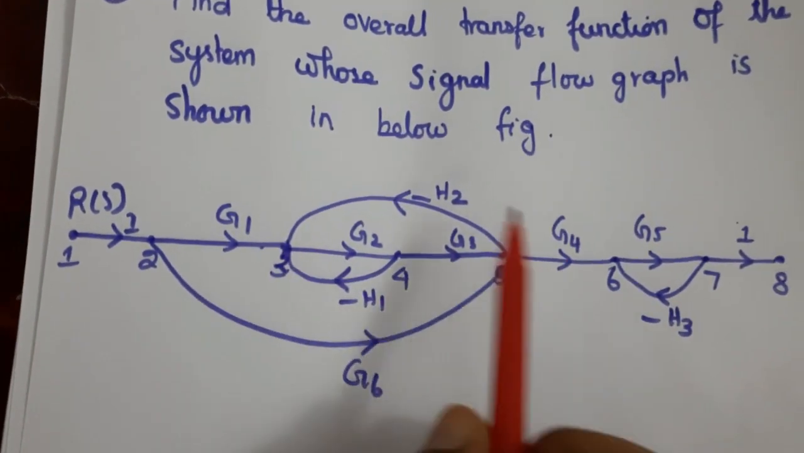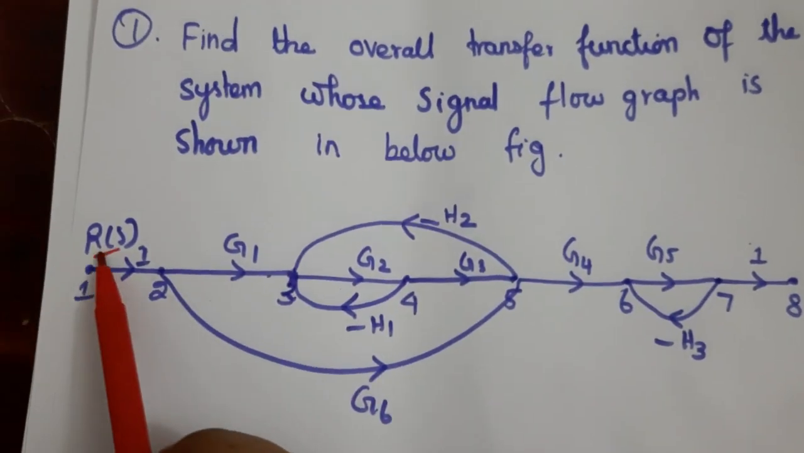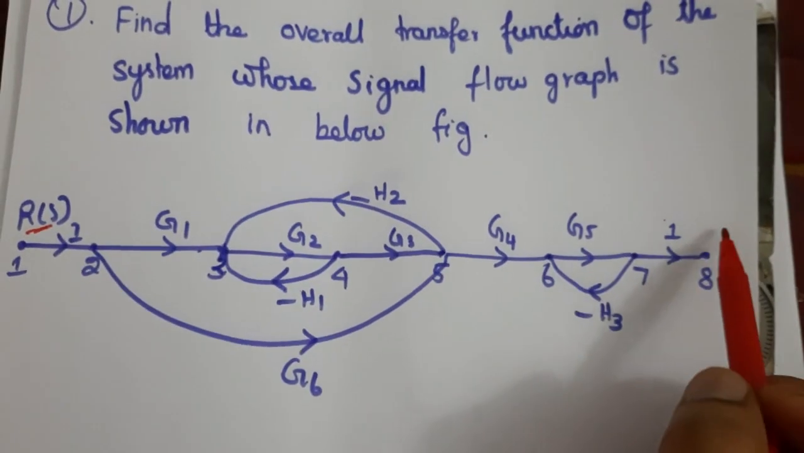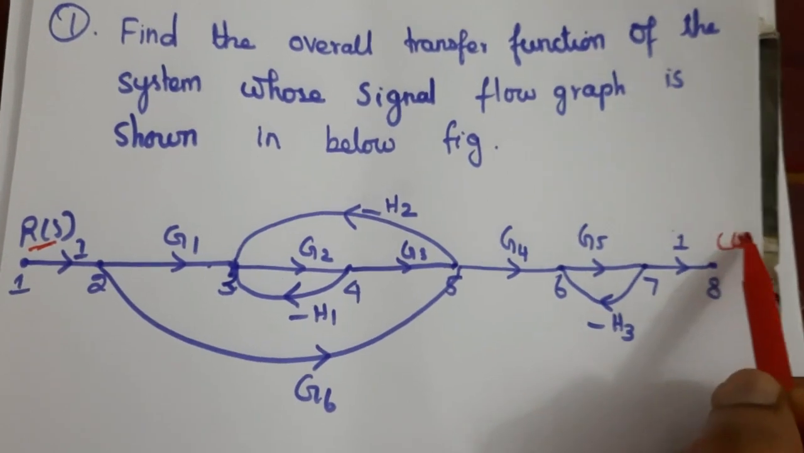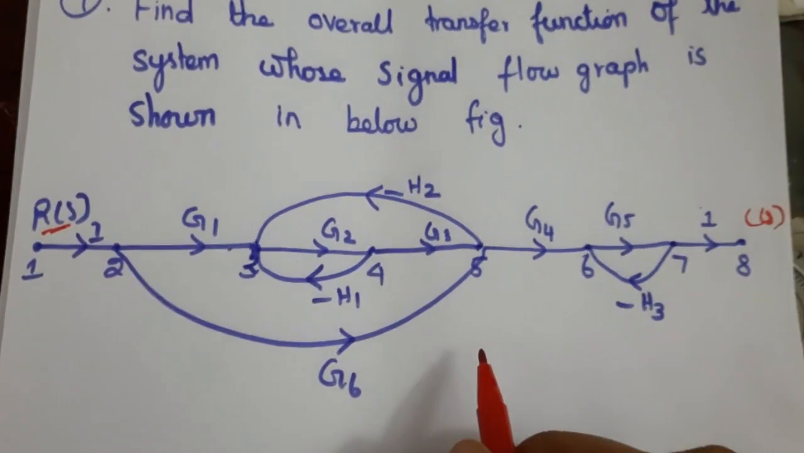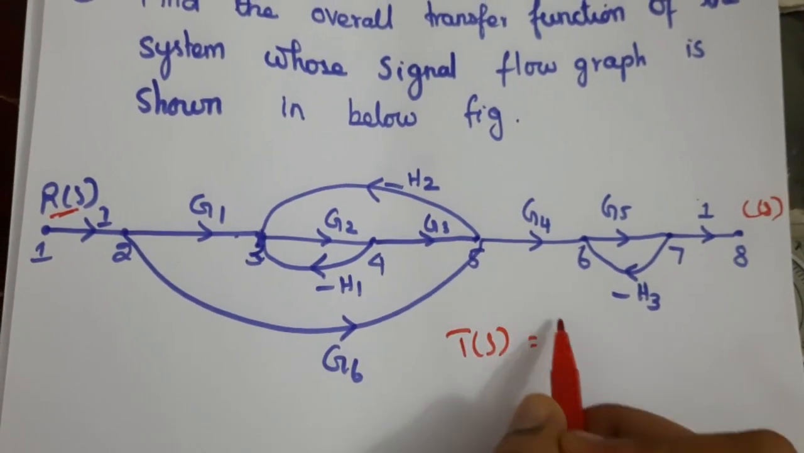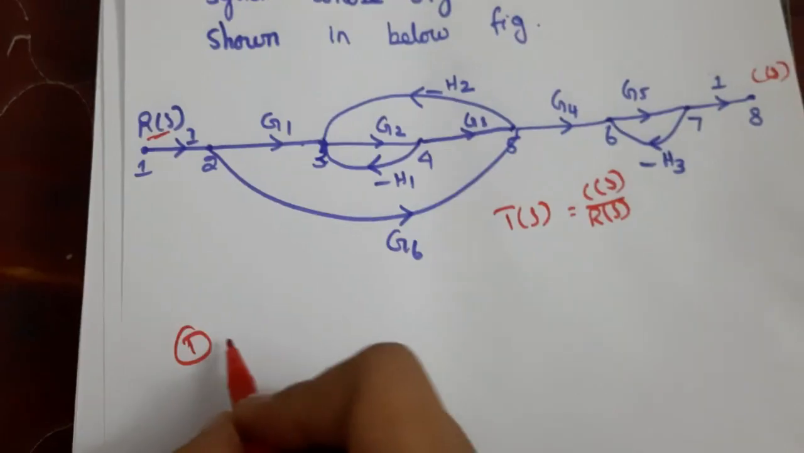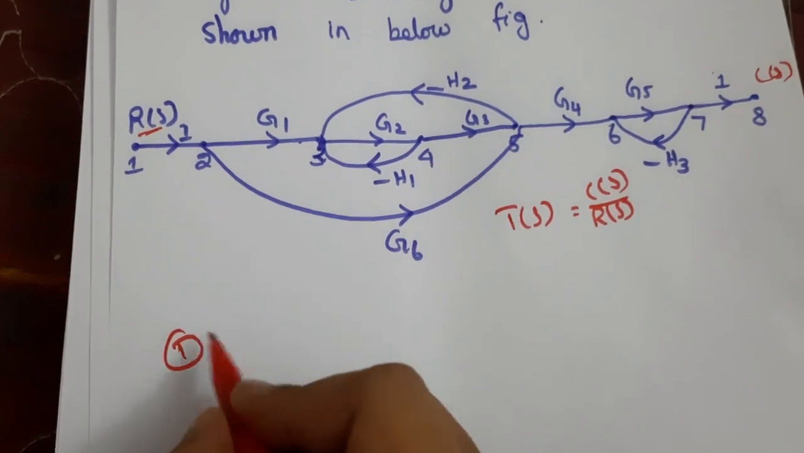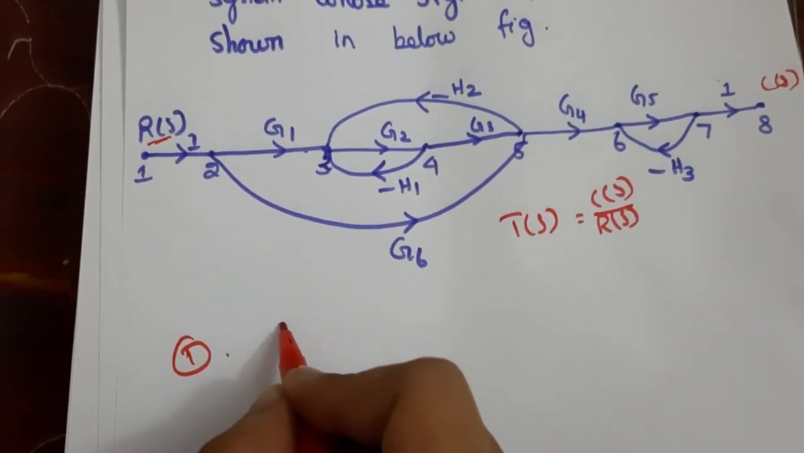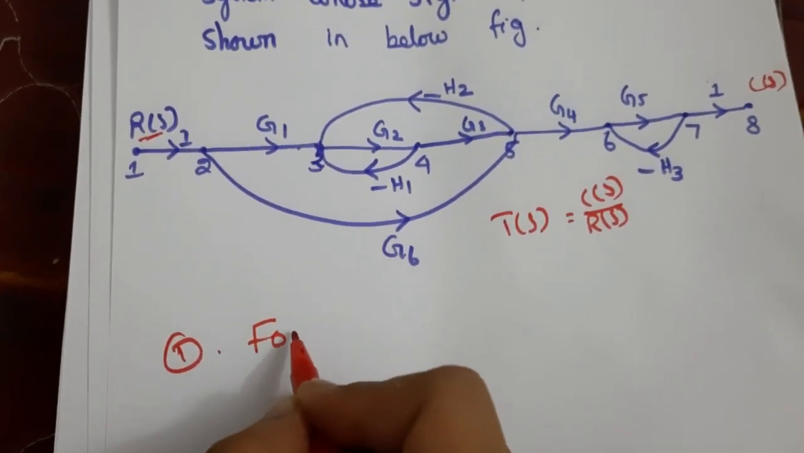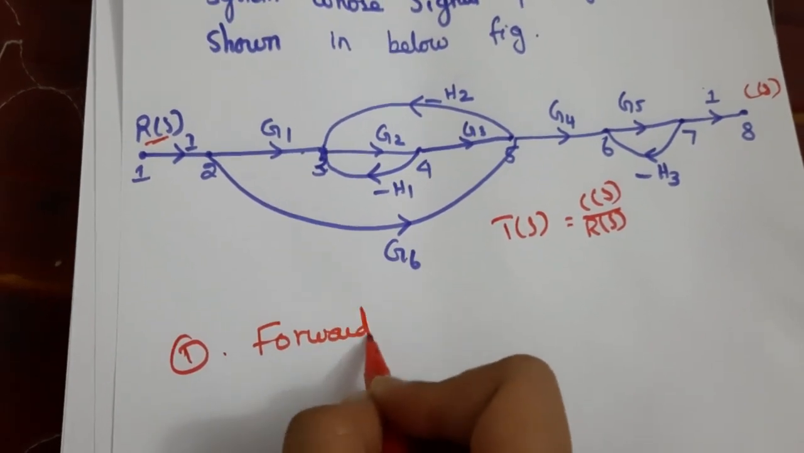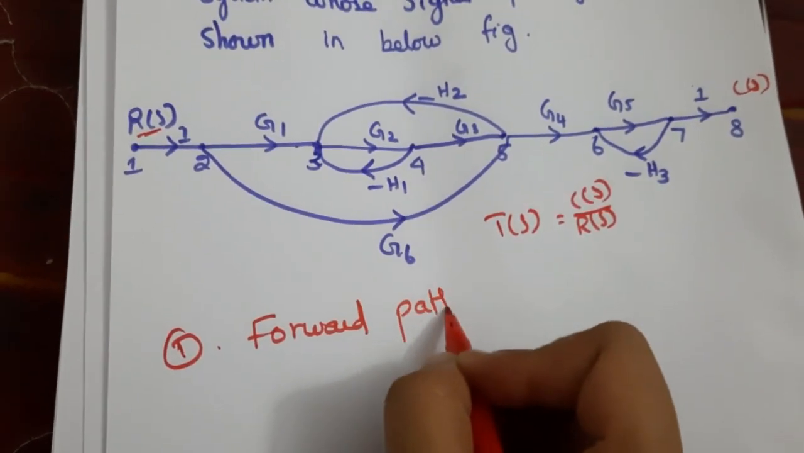We have to find the transfer function of this figure. So this R of S is the input and here we get C of S. So C of S is the output. We have to find the transfer function, that is equal to C of S divided by R of S. So the first step for finding the transfer function is to find the forward path gain.